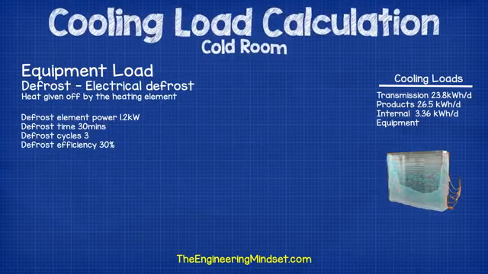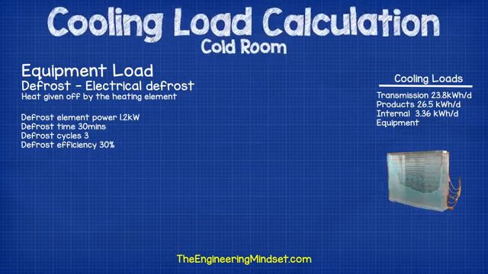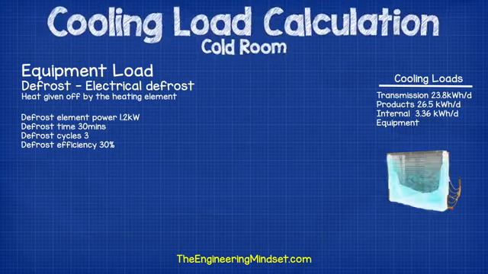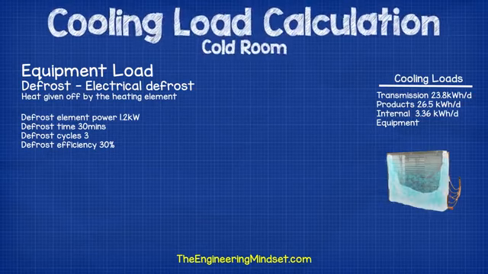Now we will calculate the heat load caused by the defrosting of the evaporator. In this example, our cold room uses an electric heating element rated at 1.2 kilowatts. It runs for 30 minutes 3 times a day, and the transfer efficiency is 30%. So 30% of all the energy it consumes is actually just transferred into the cold room.